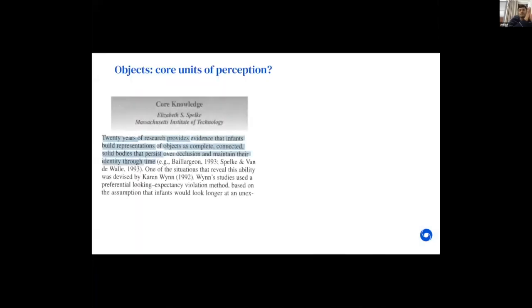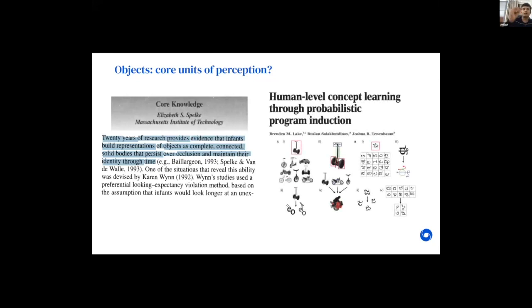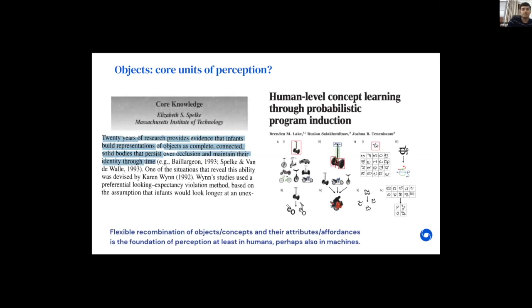Okay, so let's talk about objects. It's been known that infants form very concrete representations of objects early on. They perceive objects as complete, connected, solid bodies which persist over time. It has been argued that machine perception could also build on these object-like concepts, where you reason about parts and subparts. This flexible recombination of objects or concepts and their attributes and affordances perhaps forms the foundation of perception, at least in humans and maybe also in machines.